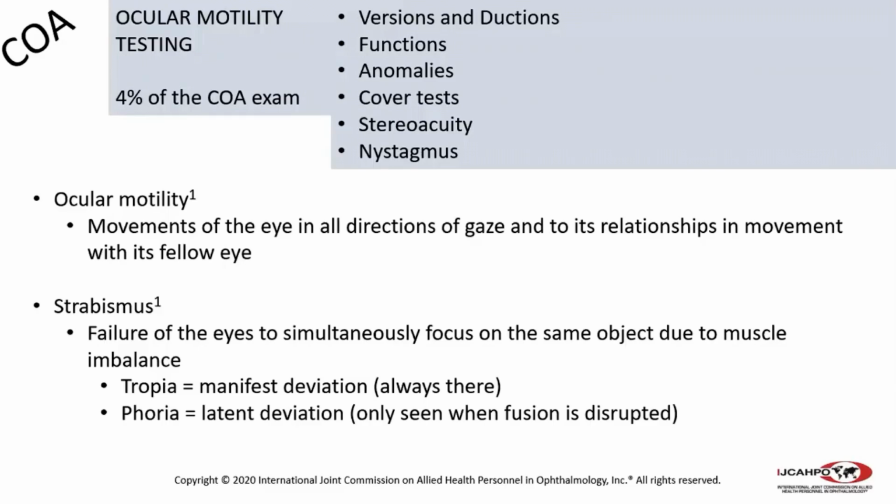A tropia is a manifest deviation, meaning it's always there, a constant eye turn. You can always see it in your patient. A phoria is a latent deviation, seen only when fusion is disrupted.